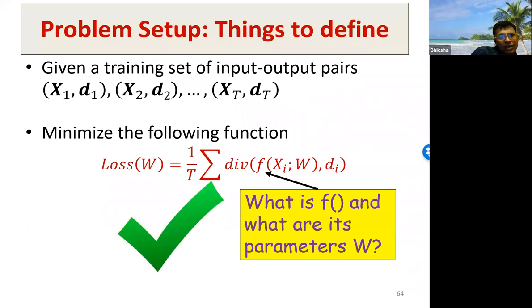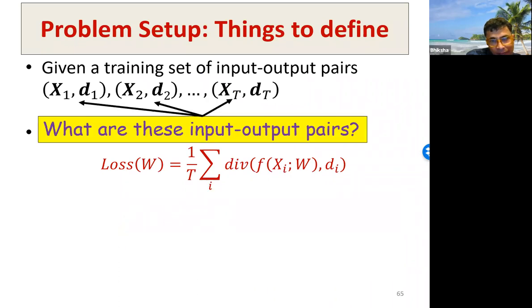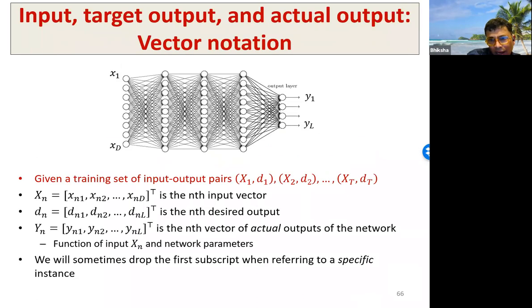Okay. So I have defined F. And let's go ahead and define what these input-output pairs are. In defining inputs and outputs, there are 3 things to consider: the input, the actual output of the network, and the desired output of the network. These are 3 different things.